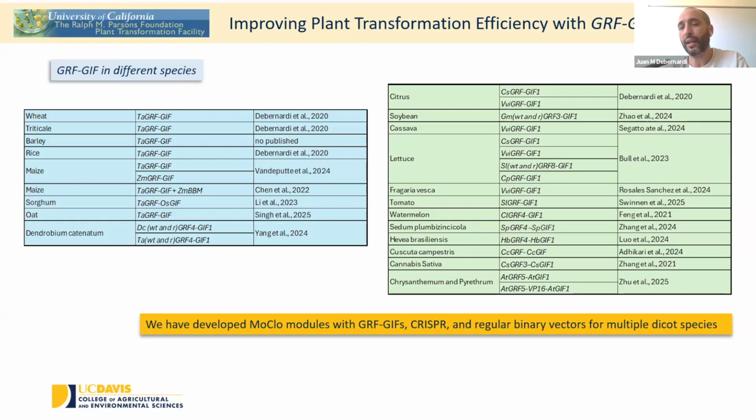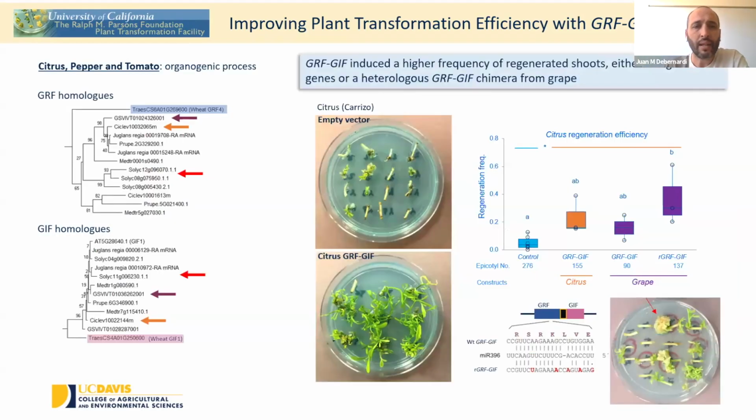So when people contact us, we already have vectors that we know work in strawberry, tomato, pepper, citrus, lettuce, and the other crops that we transform. These are just very quickly a few examples that we have in dicots. This is the work that we did in citrus. We actually show that GRFs from different species can work in citrus, either citrus GRF or grape GRF.